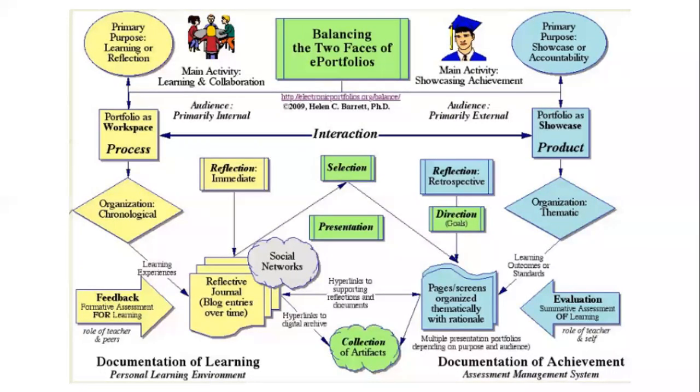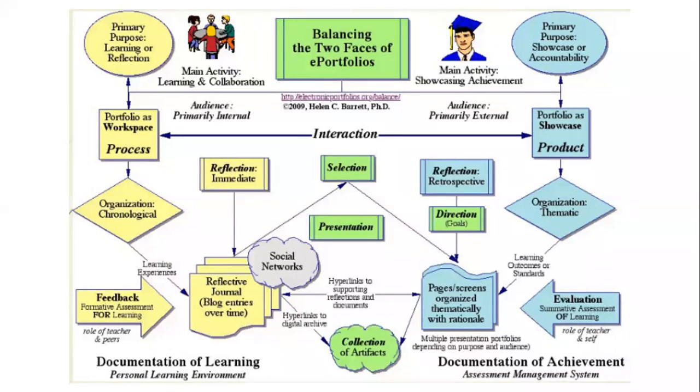Basically, a portfolio has two purposes. One is to document learning, and second is to document achievement. So there has to be a balance of the two phases of portfolios. The comparison is given here very nicely. The primary purpose of documentation of learning is learning or reflection. The primary purpose of documentation of achievement is showcase or accountability.